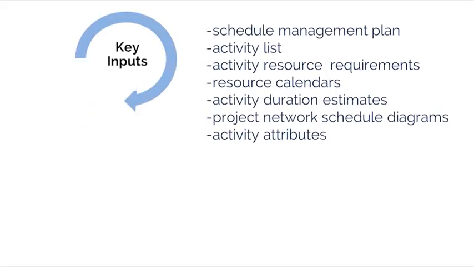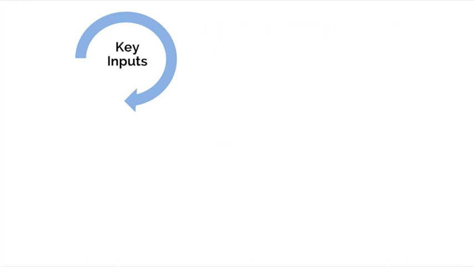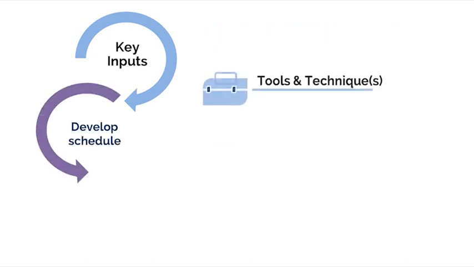The key inputs are the schedule management plan, activity list, activity attributes, project schedule network diagrams, activity resource requirements, resource calendars, and activity duration estimates. You will notice that all of these are from the prior processes in this knowledge area, and we already reviewed them. So let's take a look at some key tools and techniques here.